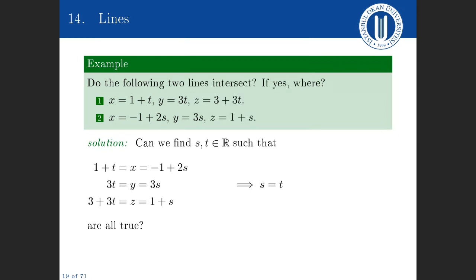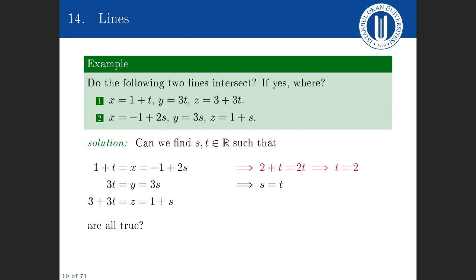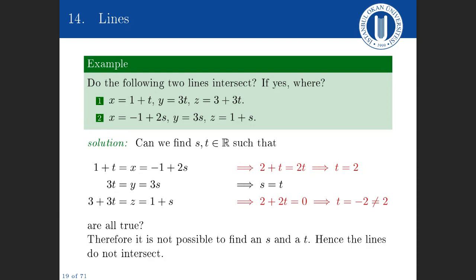The second equation, first of all, looks the easiest, so let's start with that one. The second equation says s is equal to t. If we put that into the first equation, we find that t must be 2, and so therefore s must be 2 as well. Does that also satisfy the third equation? The third equation, if s is equal to t, implies that t is equal to minus 2, which is not 2. That means it's not possible to find an s and t so that all three equations are true at the same time. And that then implies that the lines do not intersect.